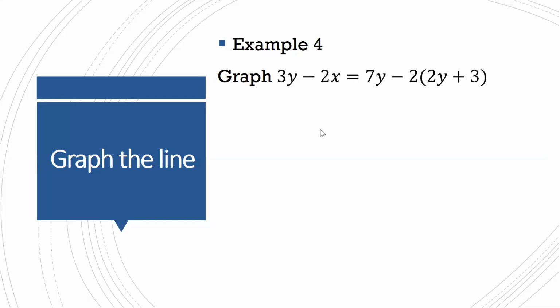Let's do one more example. Here we have 3y minus 2x equals 7y minus 2 times the quantity 2y plus 3. We may say, well, let's try to turn this into slope-intercept form. That's what we did in our previous video. So let's try to turn it into slope-intercept form.